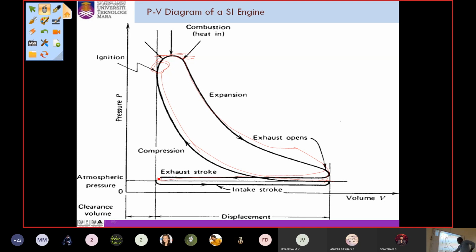Then again this is the atmospheric pressure. Then we will open the inlet valve. Then we take the intake stroke. Then again it comes to the initial state. Then again there is a cyclic process. Right. So this is the PV diagram of our SI engine. SI stands for spark ignition, right? So here we will provide the spark.